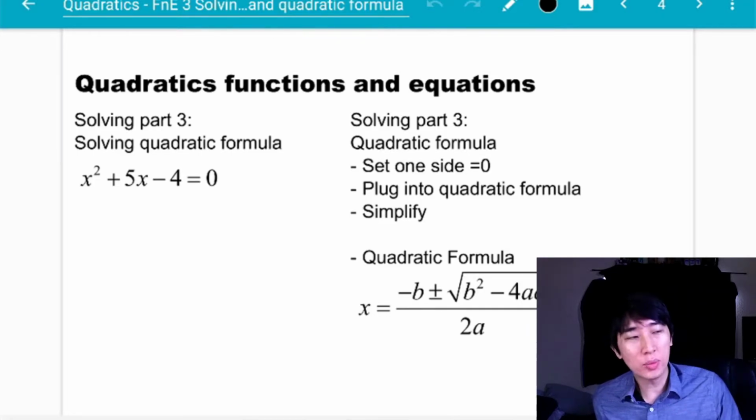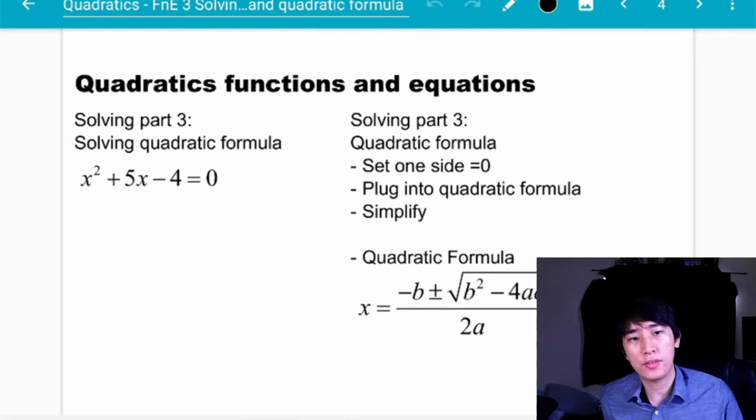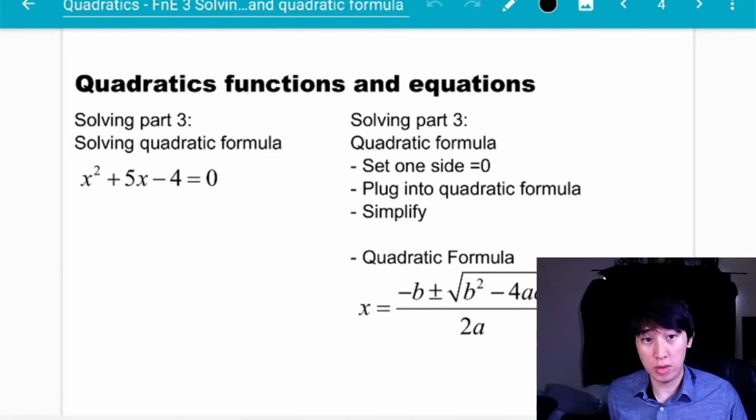For every single problem that we've covered so far, you could have gone straight to the quadratic formula, but the reason why the quadratic formula is irritating is you need to multiply, divide, add, and subtract correctly, which a lot of people have trouble with, and it's the longest method by far. So what we're going to do is I'm going to teach you the quadratic formula, and then I'm going to show you how to use it.